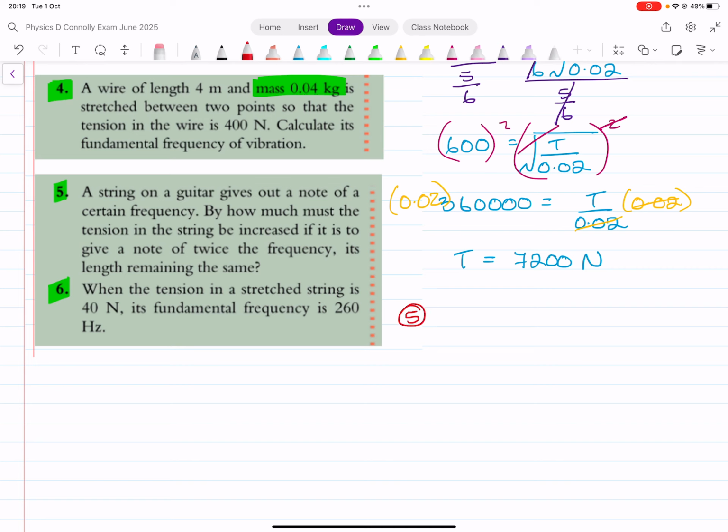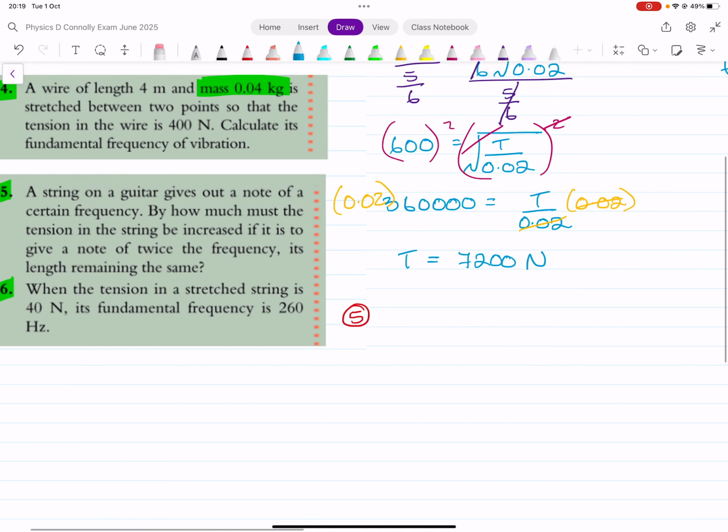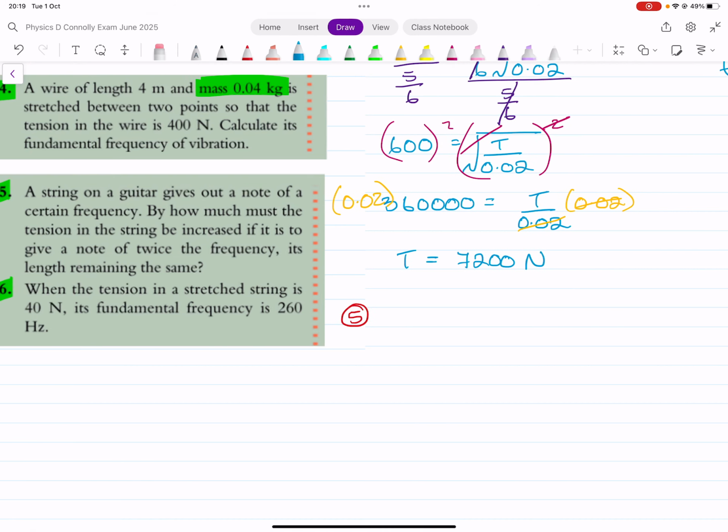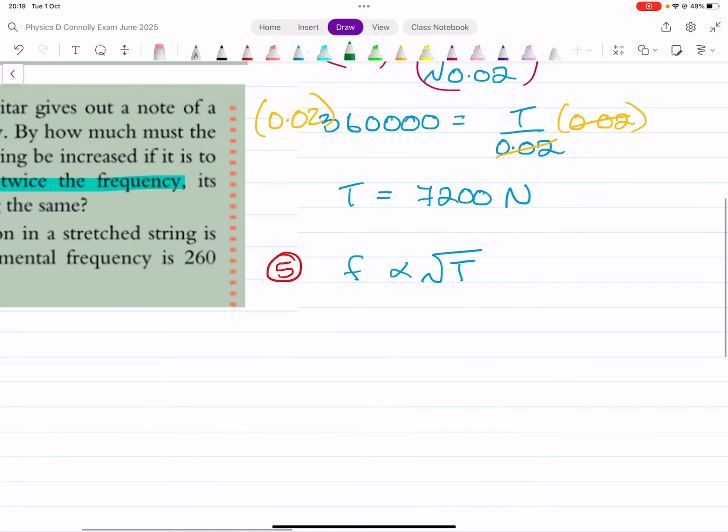A string on a guitar gives out a note of a certain frequency. By how much must the tension in the string be increased if it is to give a note of twice the frequency, its length remaining the same? So this is just looking at the relationship between frequency and tension. Frequency is proportional to the square root of the tension. They want twice the frequency, so we want the frequency to double.